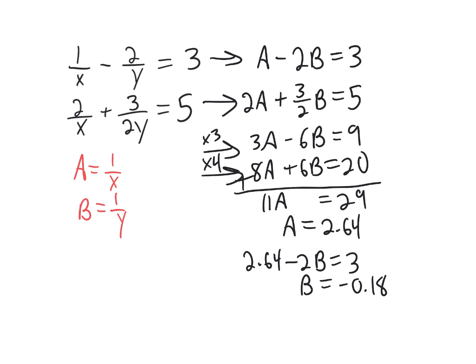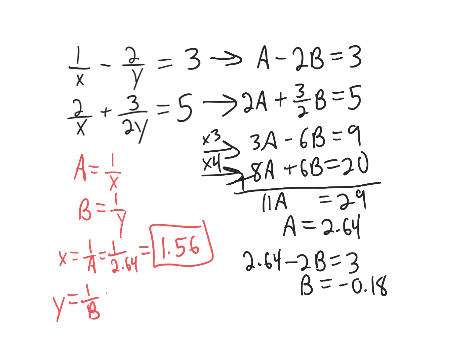But these are not the final answers. We need to substitute them back in. So x will be 1 over a, which is 1 over 2.64, which is 1.56. And y equals 1 over b, which is 1 over negative 0.18, which is about negative 5.56.